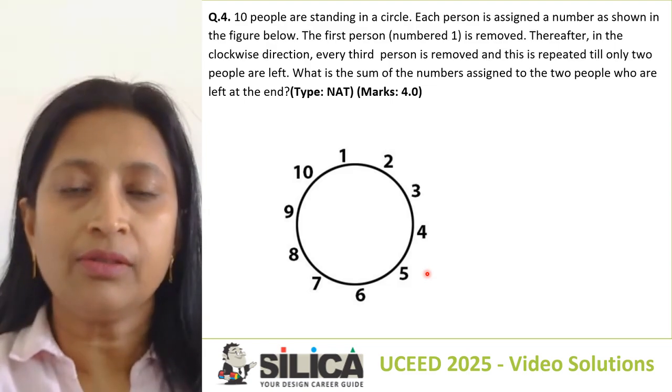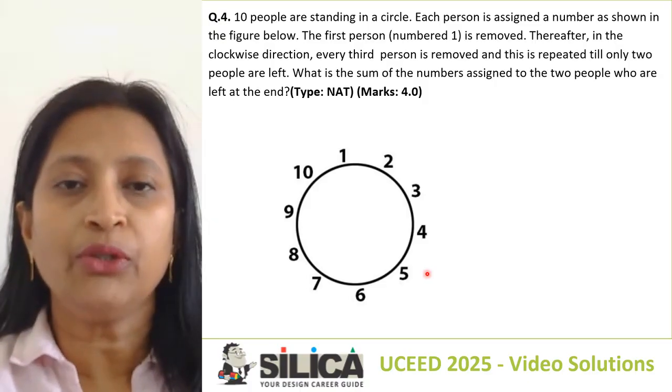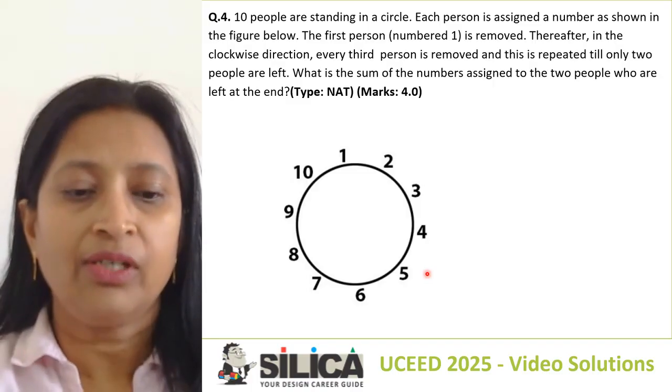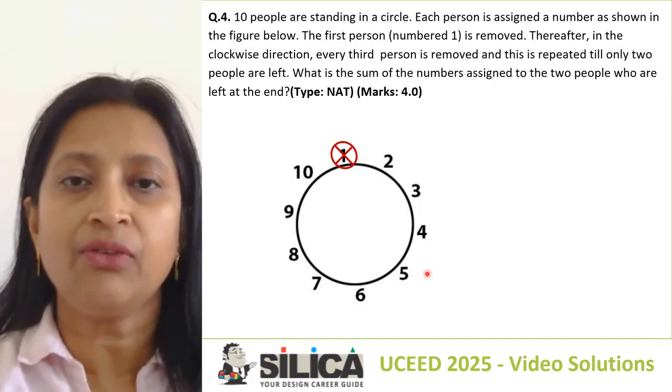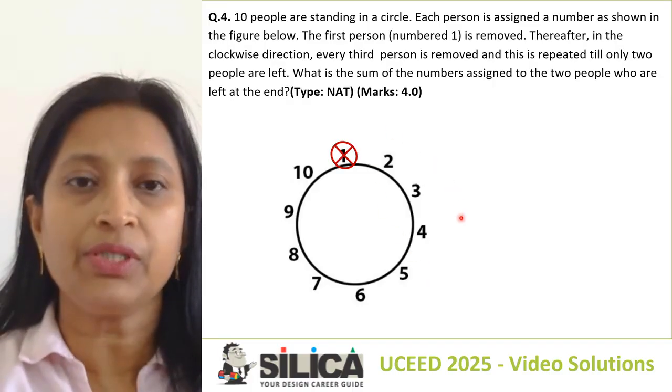So this is a pretty simple question unless you get confused, because you have to remove every third person. So the only problem could be that you are removing the wrong person. So let's do this. First they have already said that 1 is removed. Then we have to remove the third person clockwise. That means 4 will go now.